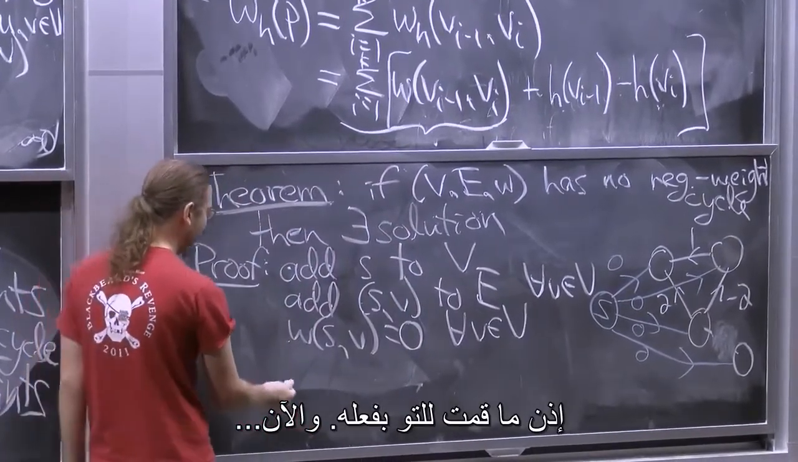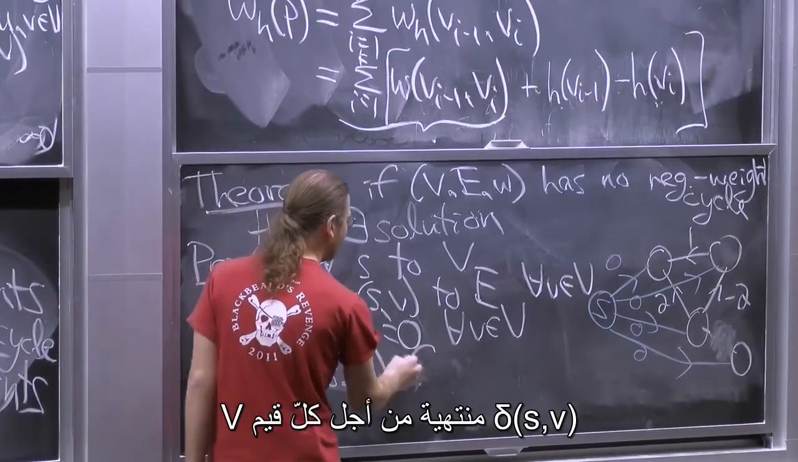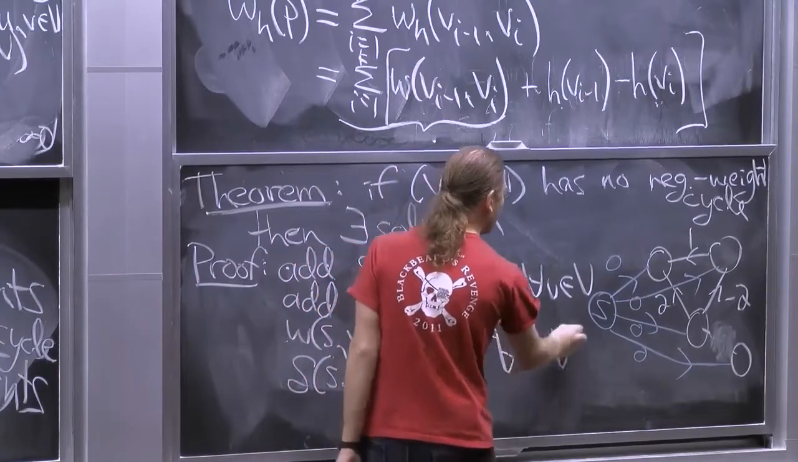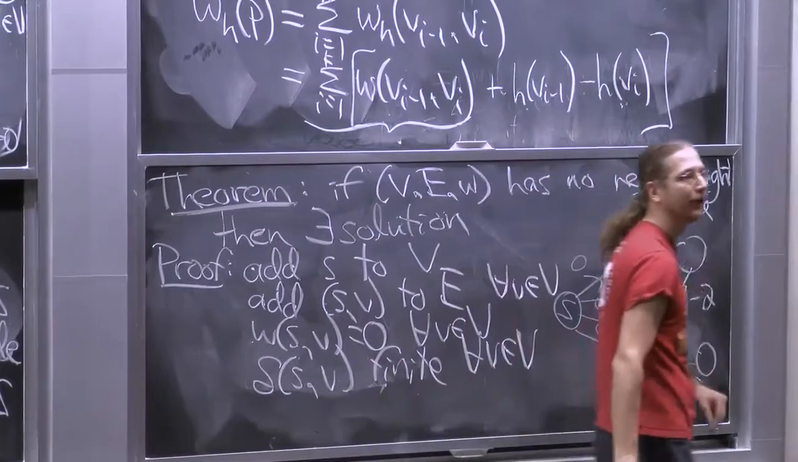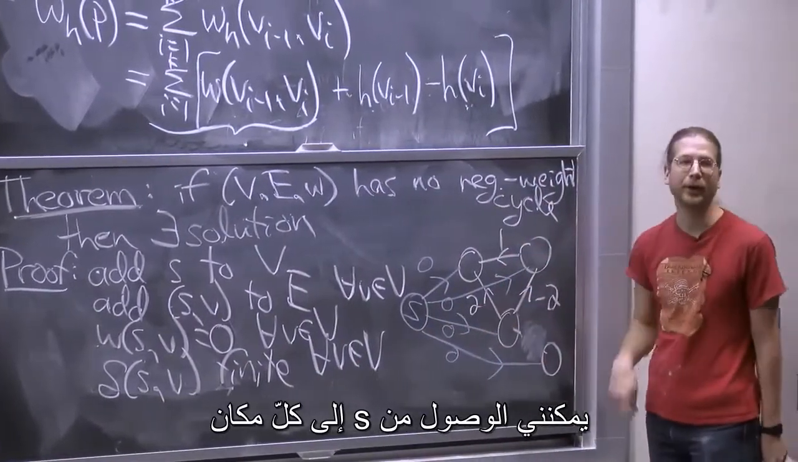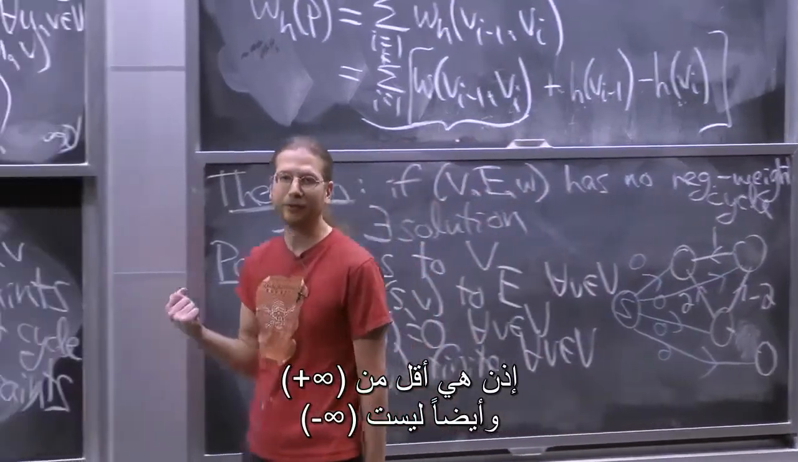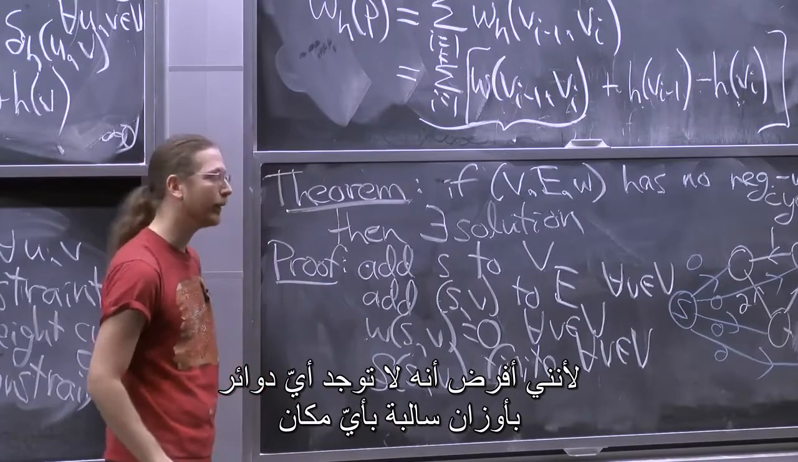And so now, delta of S comma V is finite for all V. It's not plus infinity because I can get from S to everywhere, so it's less than positive infinity. It's also not negative infinity because I've assumed there's no negative weight cycles anywhere.